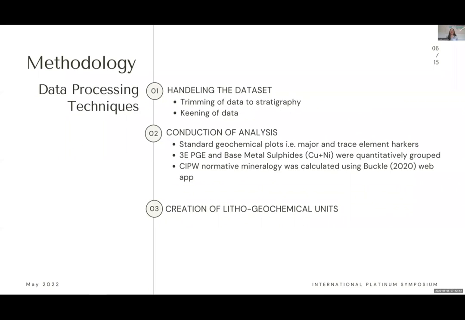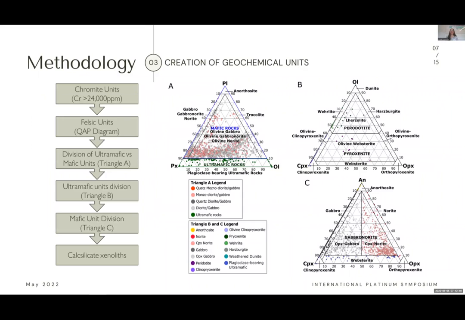The data processing techniques comprise the second part of this methodology. This includes trimming and cleaning of data, followed by the assessment of geochemically based major, minor and trace element plots, before the calculation of our CIPW norms, 3E and PGEs, base metal sulfide quantified groups, and then also later the litho-geochemical units. We created our litho-geochemical units through a 6-part process, seen here.